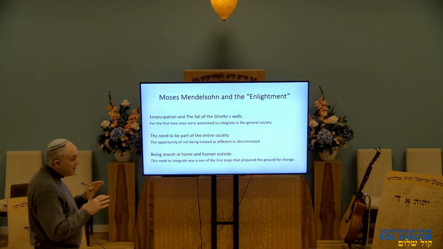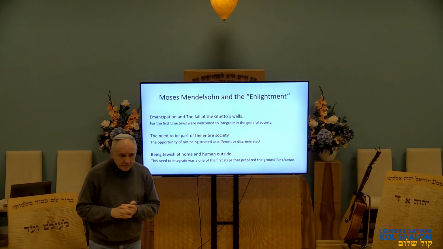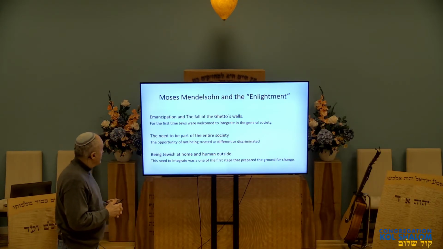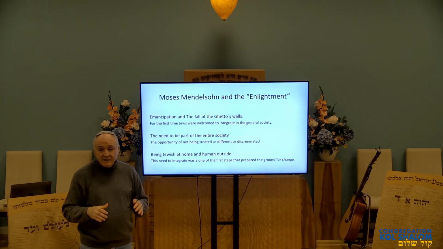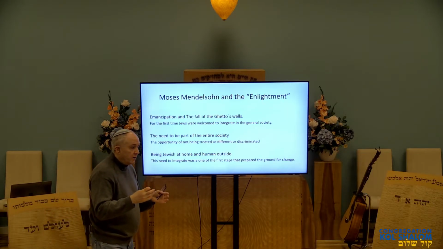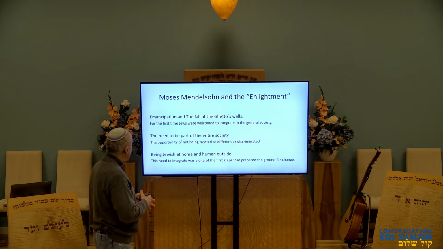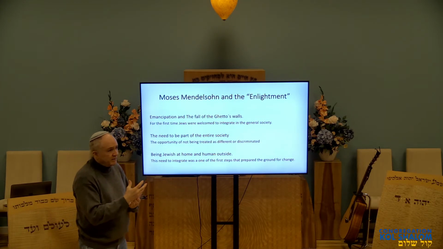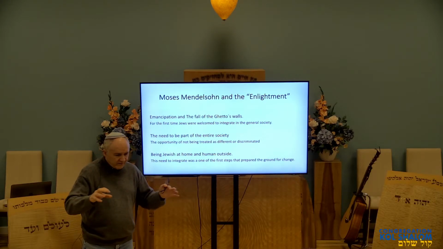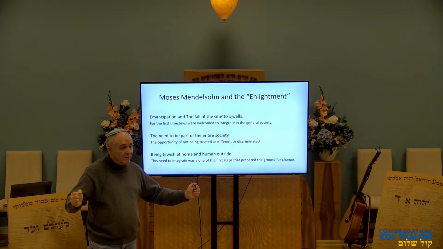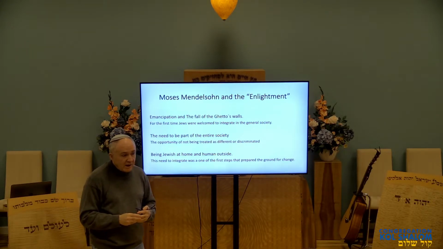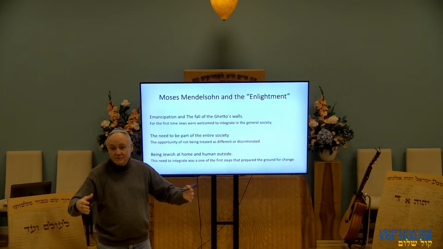Okay, in the 18th century, there was, you probably heard about that, a movement called Enlightenment. Moses Mendelssohn was one of the most important references of this movement. What happened? First of all, different societies opened and welcomed the Jews. So the Jews were allowed to go out of the ghetto.